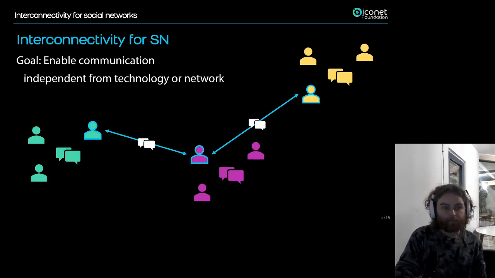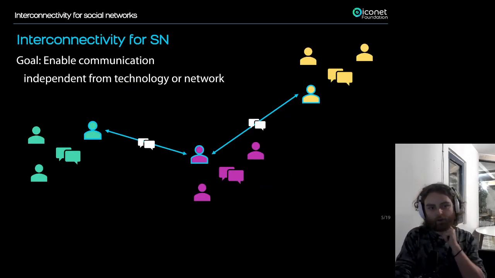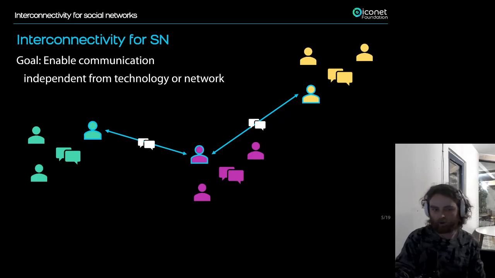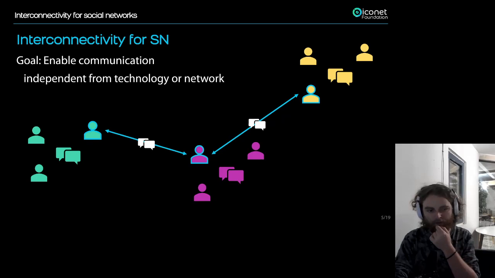So the idea of interconnectivity for social networks is to provide communication across networks to ensure that people can communicate even if their systems are not compatible. And we will talk about how to make this happen real quick.